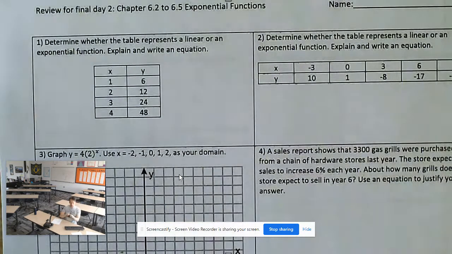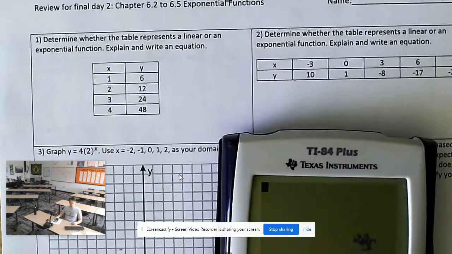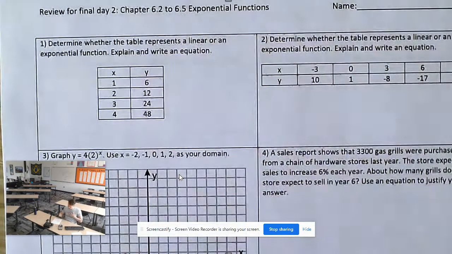And yes, of course, you can use a calculator. You cannot use a phone, but you can use a calculator. All right, let's go through it.